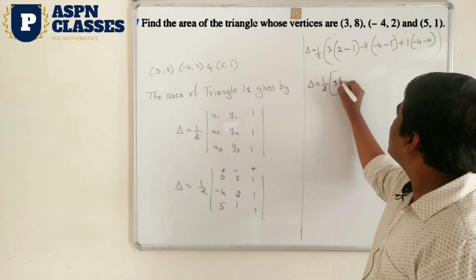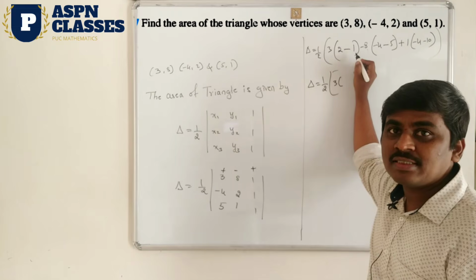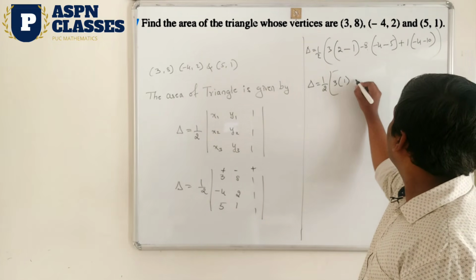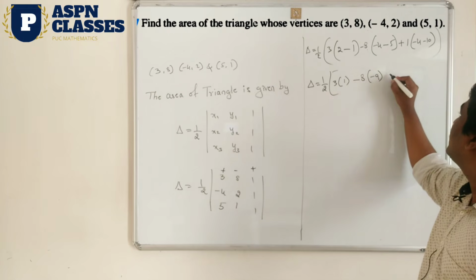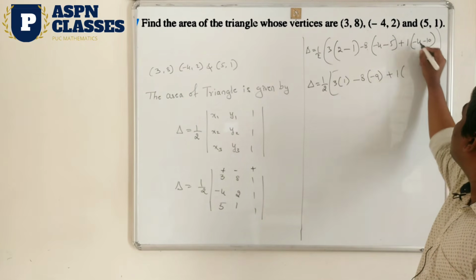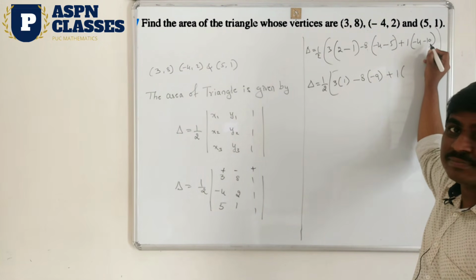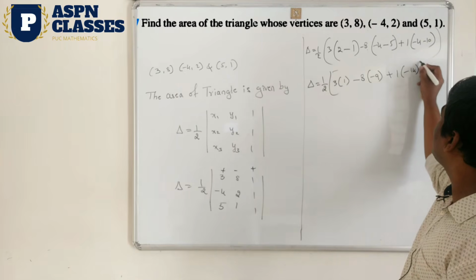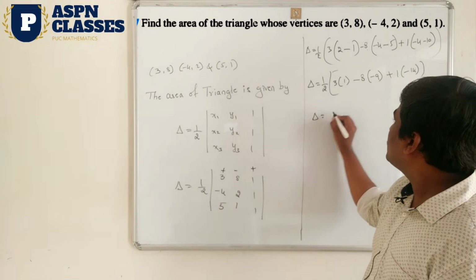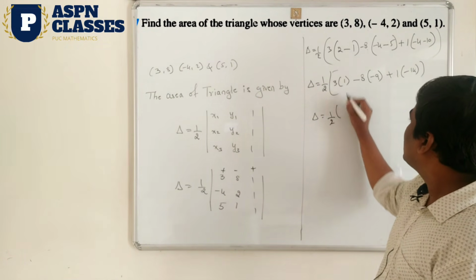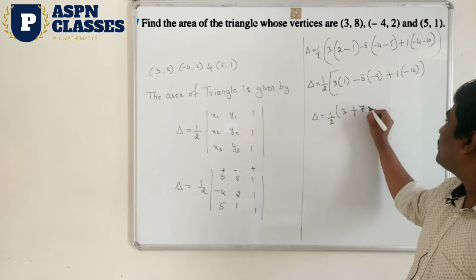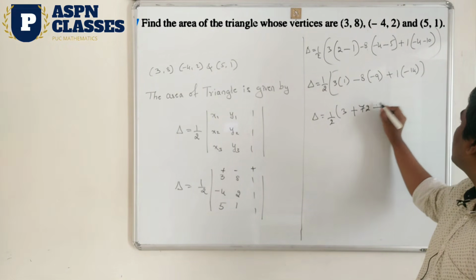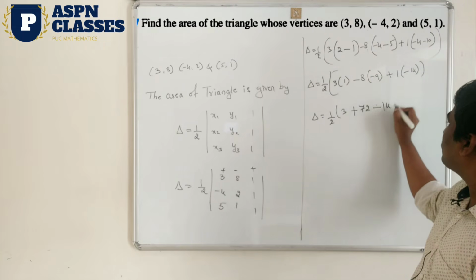Now you have to write this 3 into 2 minus 1, it means what is the answer? 1 is the answer, plus minus 8 minus 4 minus 5 means minus 9, plus 1 into minus 4 and minus 10 minus 14. Okay, so delta is equal to again 1 by 2 as it is, 3 minus minus plus 72, plus minus 14 into 1 is 14.